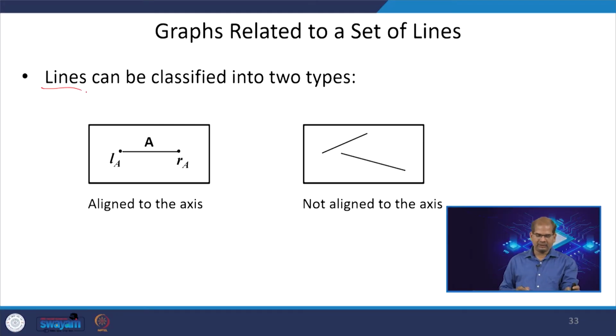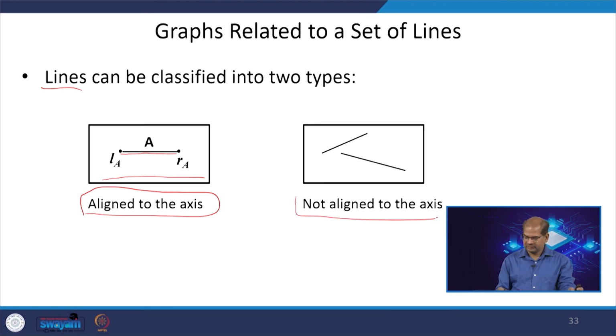There are two types of lines. One is called aligned to the axis. If you can see here, this line is parallel to the x axis, so this is called aligned to the axis. But these lines are not aligned to the axis.